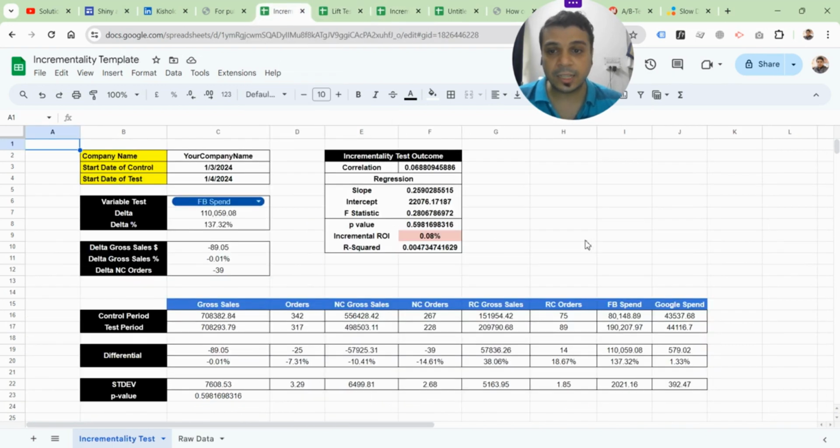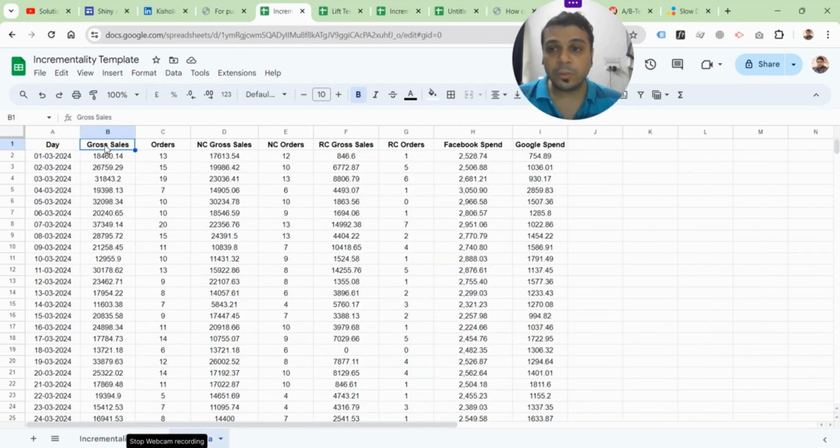Okay, so this is a pre-post analysis, and you can do pre-post analysis in this way also. And this time I'm using much more comprehensive data, and I'm using data from Shopify. So from Shopify I've got gross sales, orders, new customer gross sales, new customer orders, returning customer gross sales, returning customer orders, Facebook spend, Google spend. So I'm just dumping the data from Shopify for these columns, from gross sales to OC orders, and obviously I've put in Facebook and Google spends.